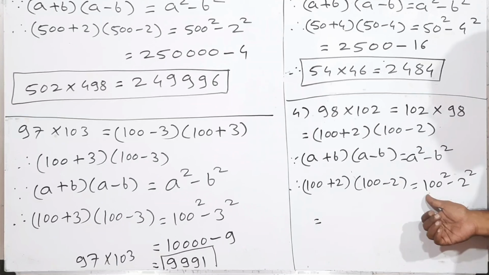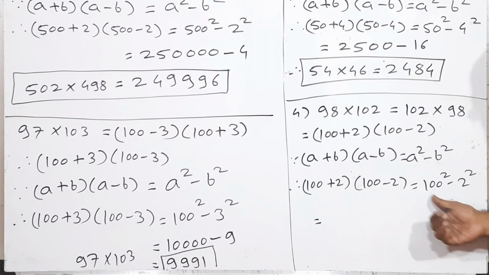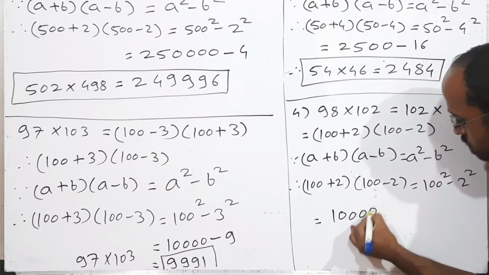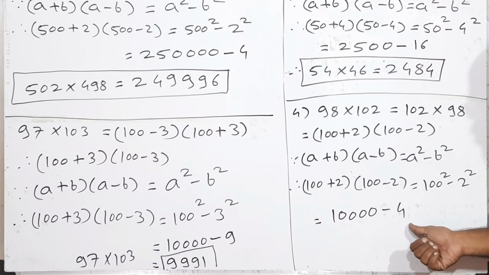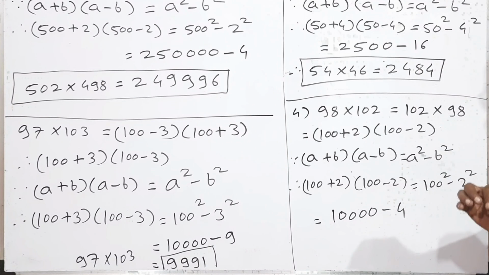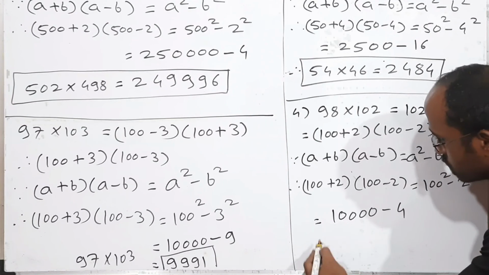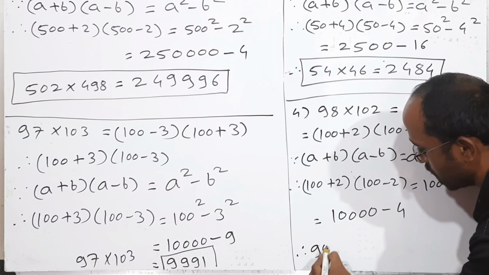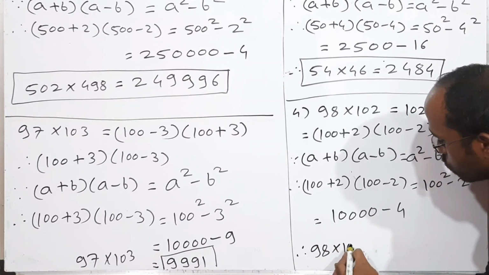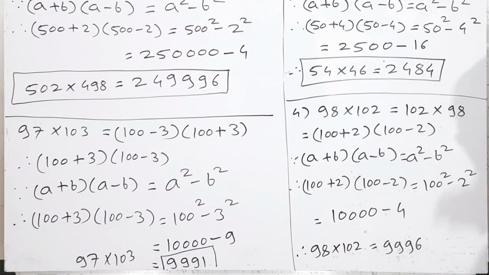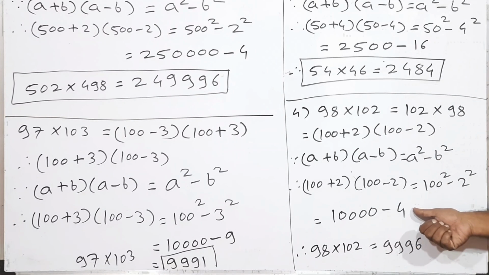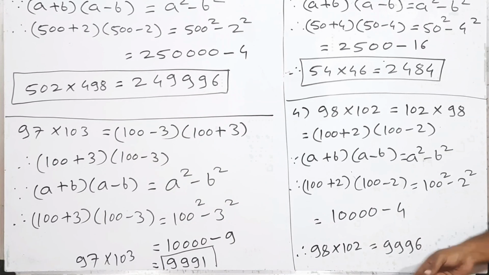Which is equals to 100 square is 10,000. Let's write it, right? Minus 2 square is 4. So 10,000 minus 4 is 9,994. This is our final answer. Therefore, we can say 98 multiplied by 102 is equals to 9,996. Sorry, I said 94. We have to subtract 4. So 6 will be there. So 98 multiplied by 102 is 9,996. Finish.